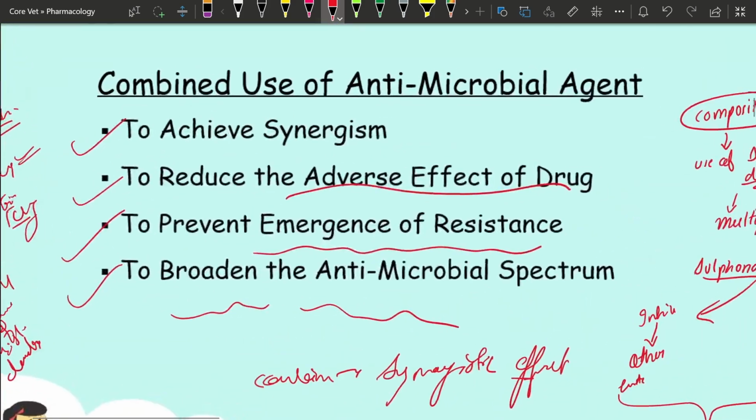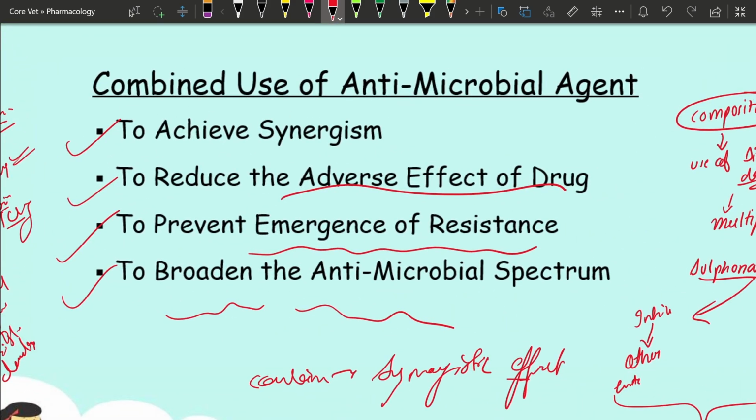Because of these four reasons: to achieve synergism, to reduce the adverse effect, to prevent the emergence of resistance towards a certain antimicrobial agent, because we are going to reduce the dosage of a certain drug. If there is a reduction in the dose of a certain drug, obviously the chances of development of resistance reduce, right? And the last, we want to broaden the spectrum.